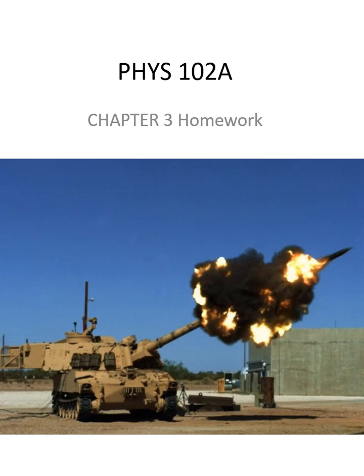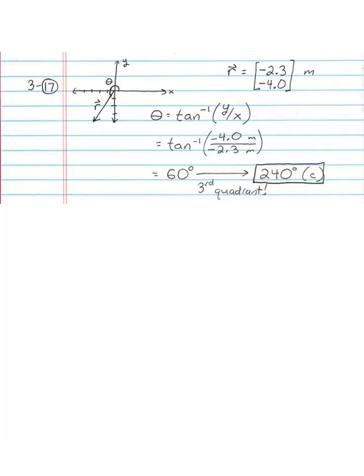This is Physics 102A, Chapter 3 homework. Starting with number 17, it says the position vector, negative 2.3 meters i hat minus 4.0 meters j hat, makes a direction angle of what?